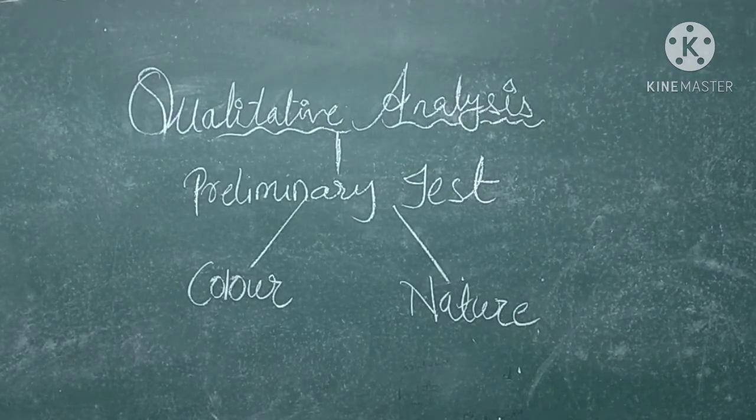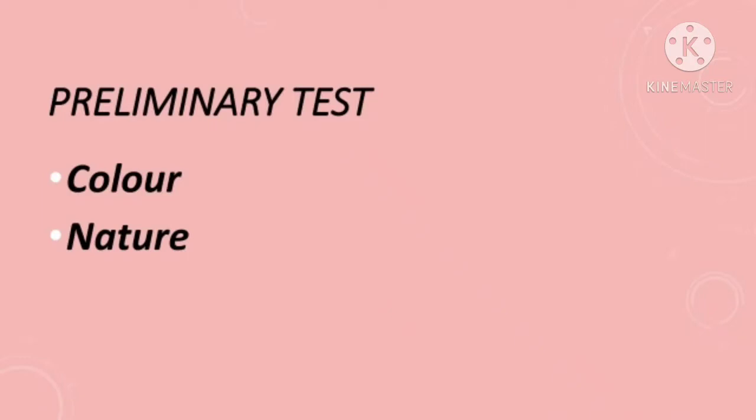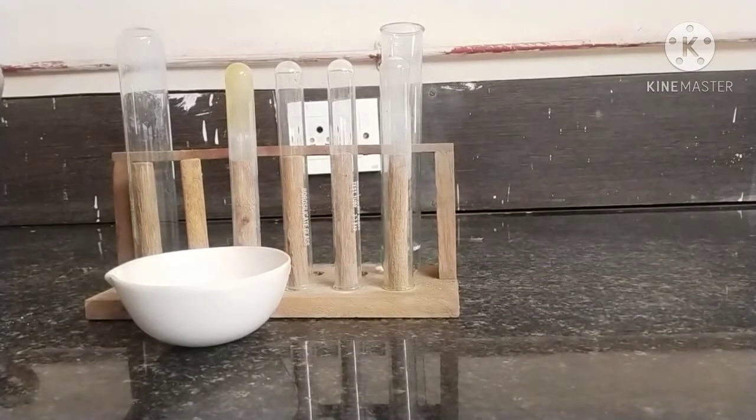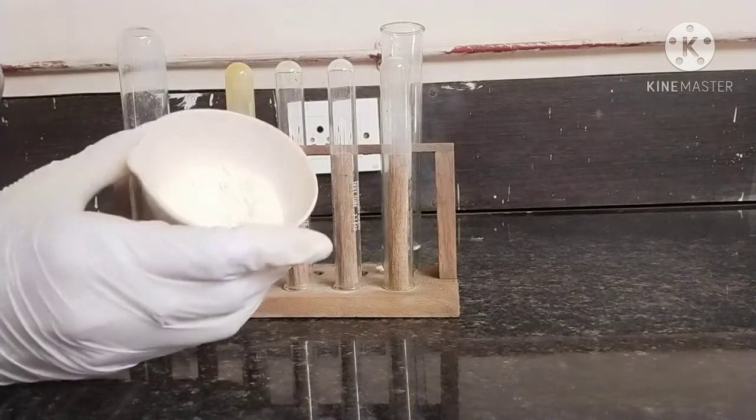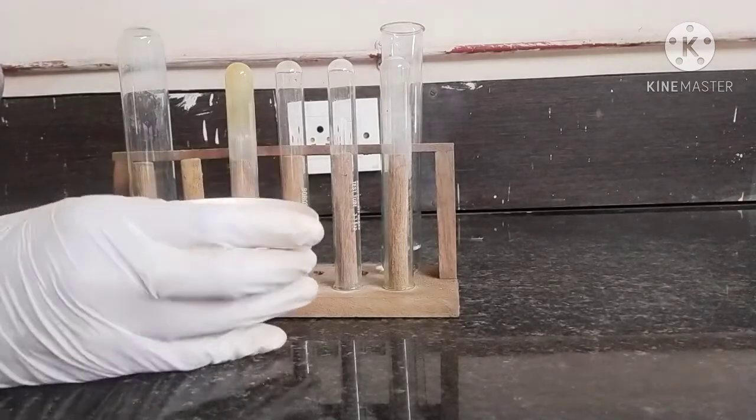In qualitative analysis, we first perform the preliminary test. In this test, we observe the color and the nature of the given unknown mixture of salt. Let's start the procedure. The first test is the preliminary test. In this test, we have to observe the color of the given mixture and the nature of this mixture.